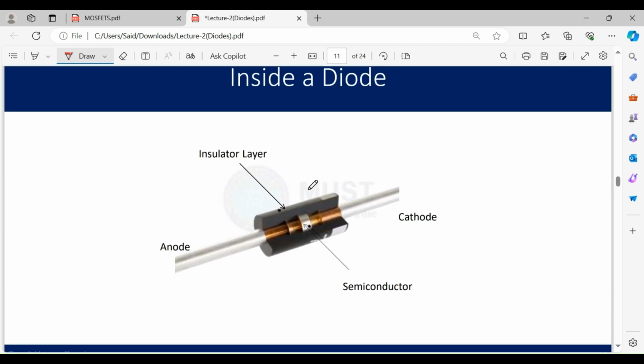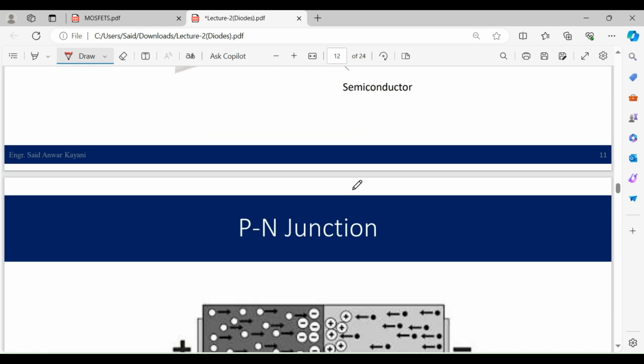This is the inside view of a diode. Here we have a semiconductor material. This is the insulated layer. This is the anode and this is the cathode.